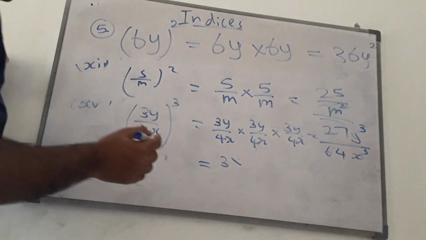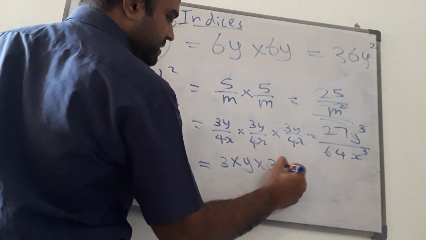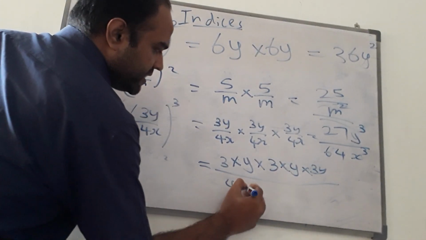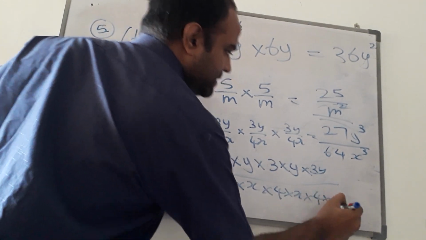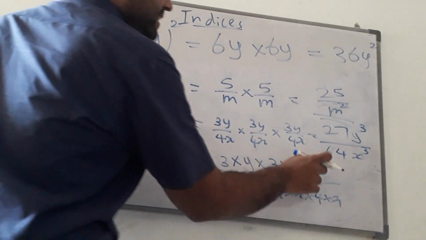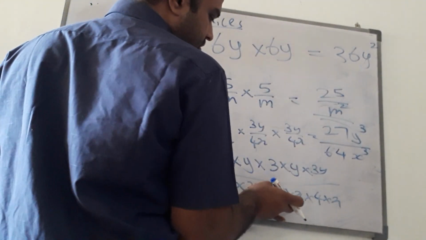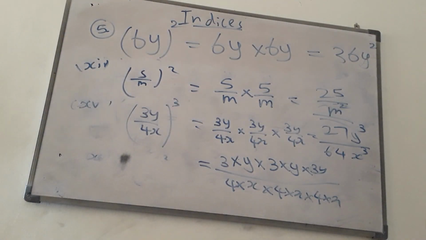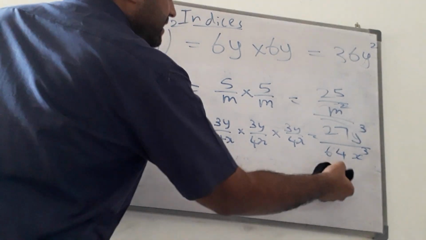3y over 4x can be expanded like this: 3y times 3y times 3y in the numerator, and in the denominator 4x times 4x times 4x. 3 times 3 is 9, 9 times 3 is 27. y by itself means cube. 4 times 4 is 16, 16 times 4 is 64. x by itself 3 times means x cubed. So our final answer here should be this.